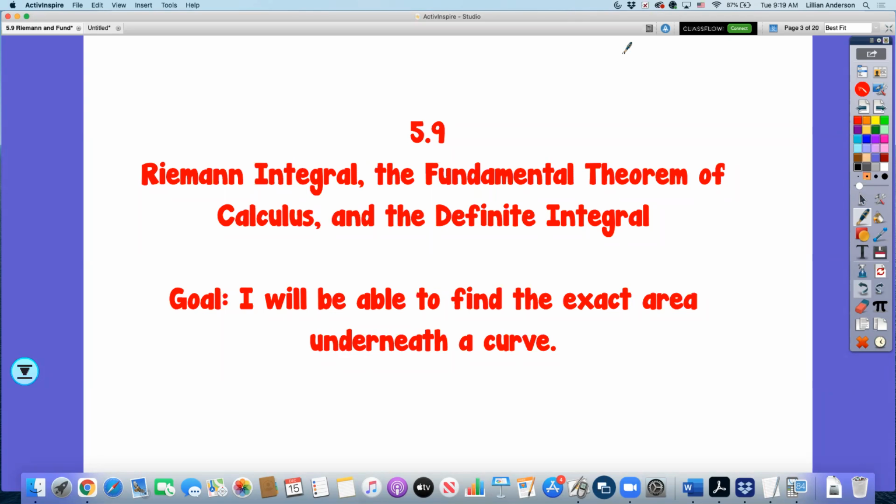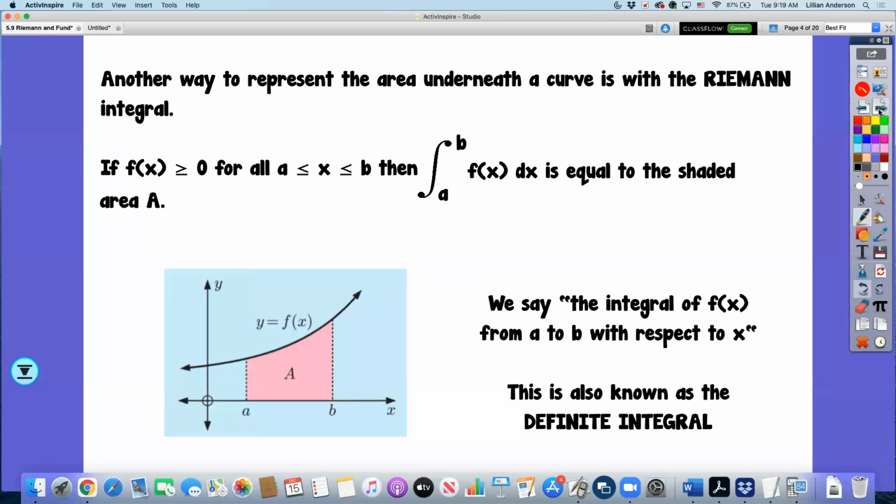The Riemann integral is exactly what you guys have been dealing with. That symbol, that integral symbol, is called the Riemann integral, okay? Long time ago, a man named Riemann created this. So that's his name, and it's associated with that symbol.